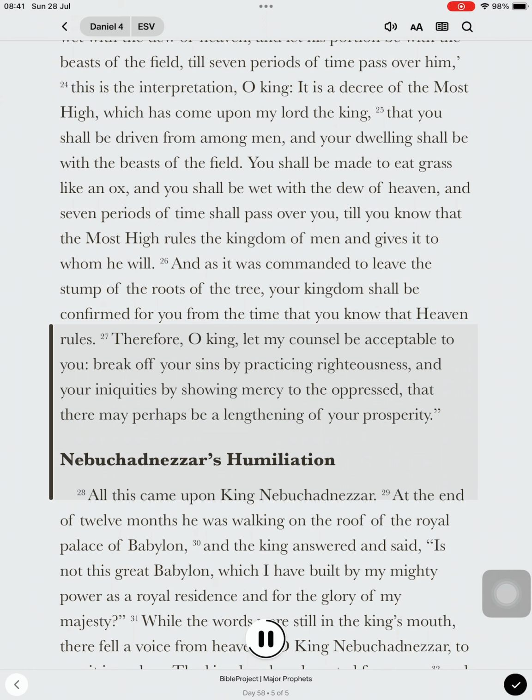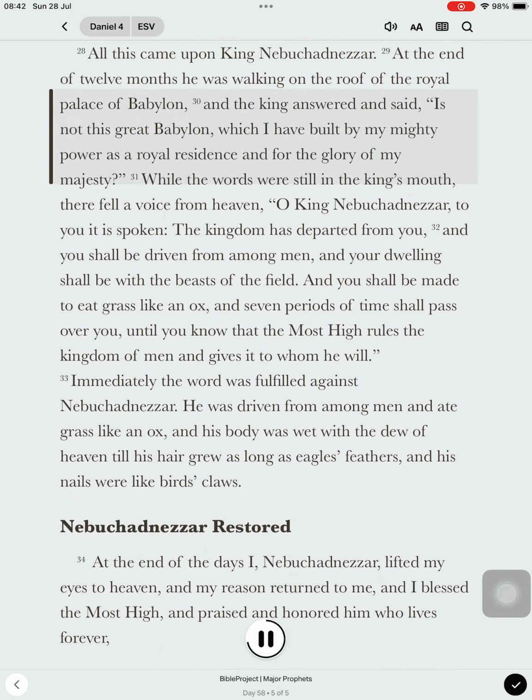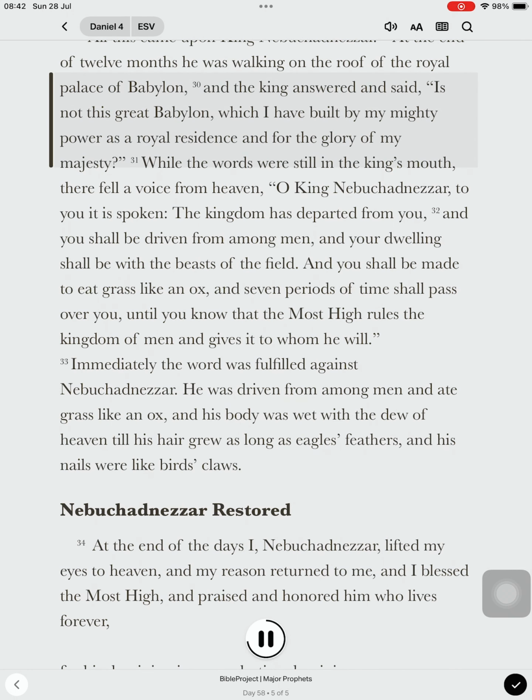Therefore, O king, let my counsel be acceptable to you. Break off your sins by practicing righteousness, and your iniquities by showing mercy to the oppressed, that there may perhaps be a lengthening of your prosperity. All this came upon King Nebuchadnezzar. At the end of 12 months he was walking on the roof of the royal palace of Babylon. And the king answered and said, Is not this great Babylon, which I have built by my mighty power, as a royal residence, and for the glory of my majesty?